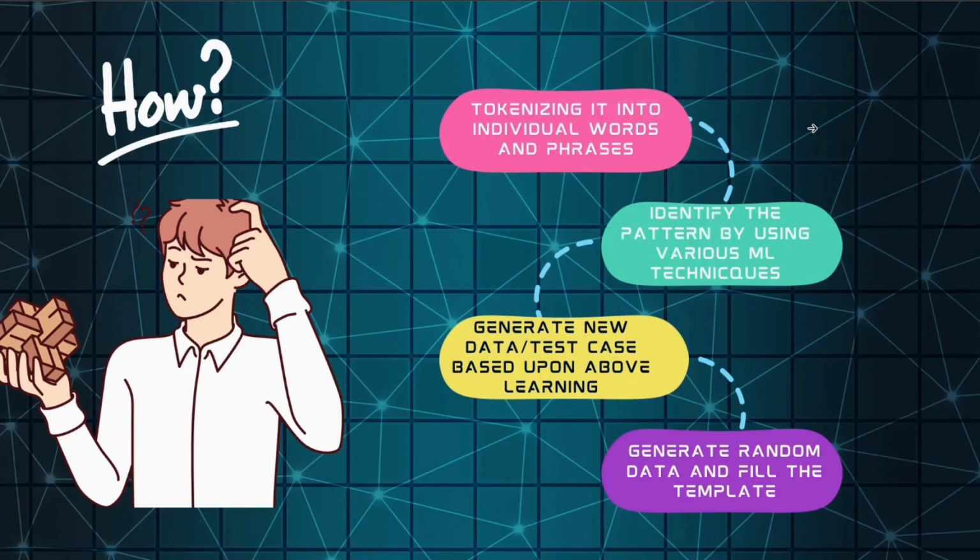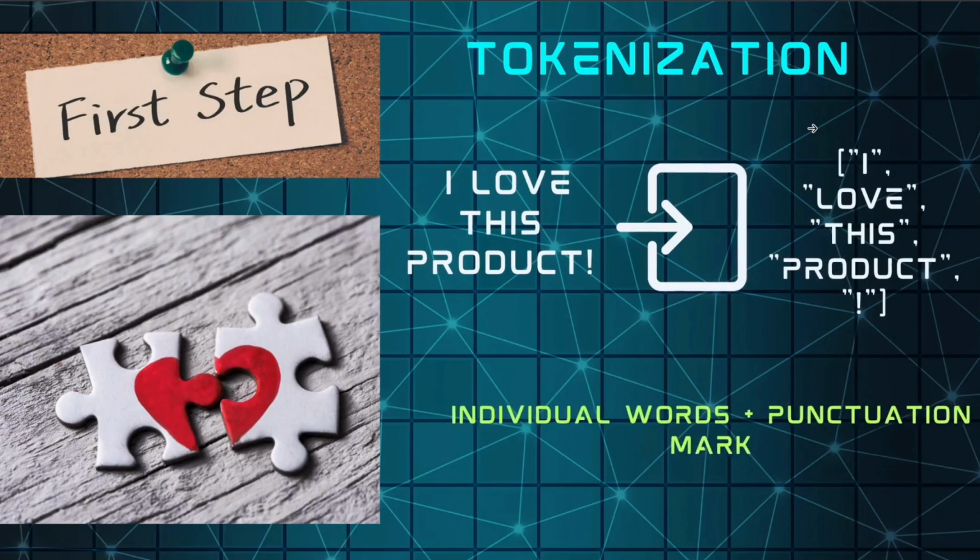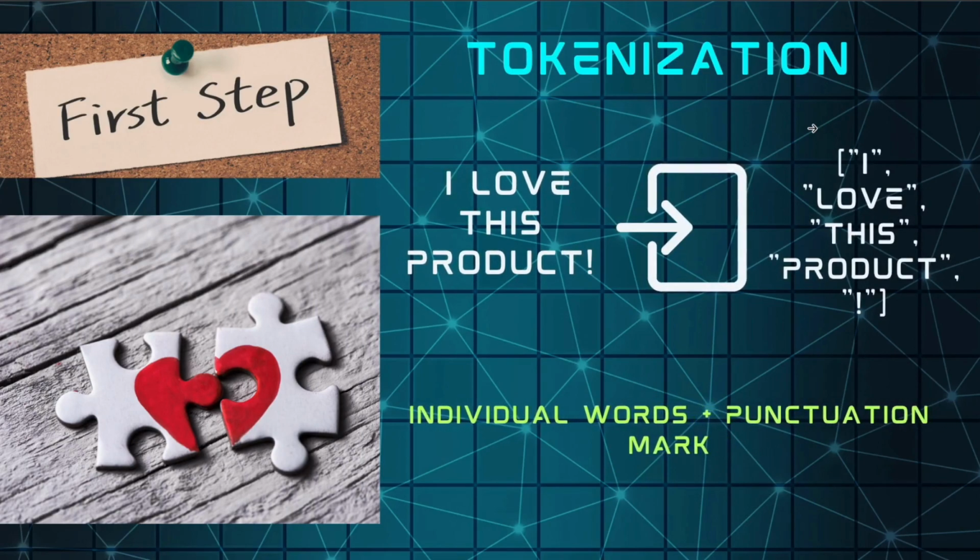Now if we look in more detail, there is a word we discuss, which is tokenization. Let's consider a statement like this: I love this product. When we say it is tokenized, that means you can see on the right side that it is a list. What does this list consist of? This list consists of several words along with a punctuation mark. It is nothing but a combination of the individual words and punctuation mark from the statement, I love this product. So it is keeping a list of that.